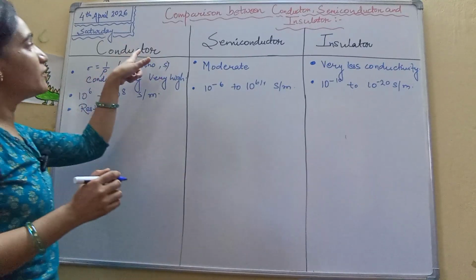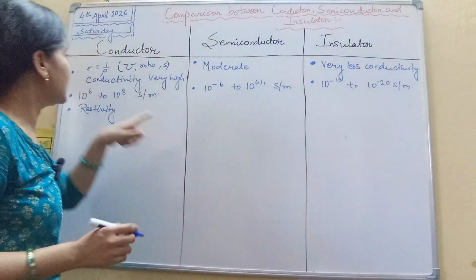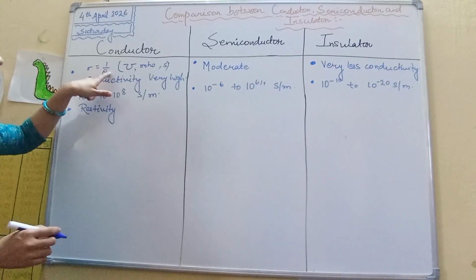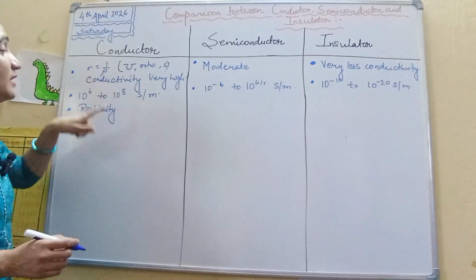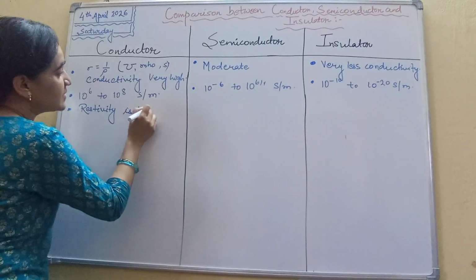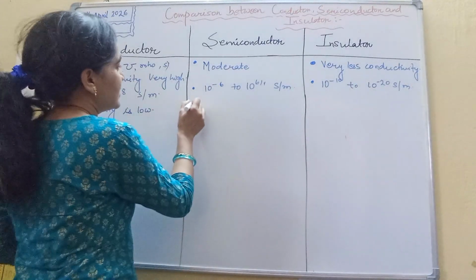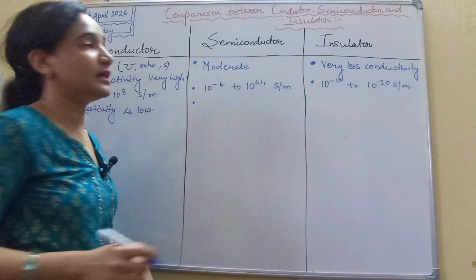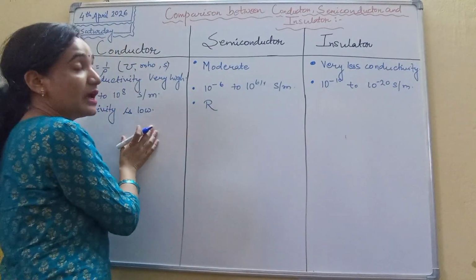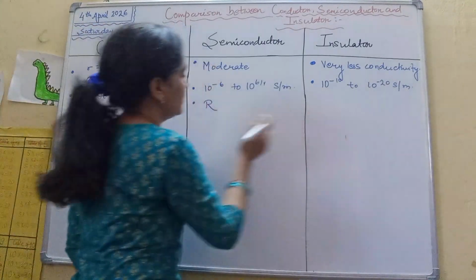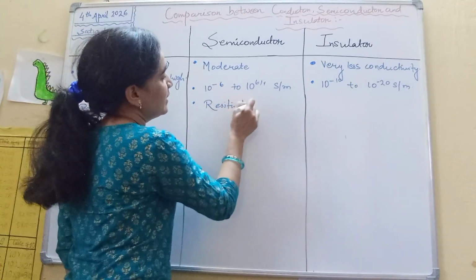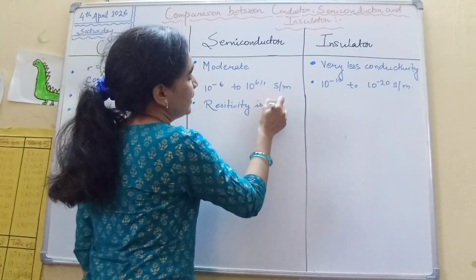In the case of a conductor, conductivity is high, which means, since it is inversely proportional to resistivity, the resistivity is low. And in the case of a semiconductor, resistivity lies between the resistivity of the conductor and the insulator. So resistivity is moderate.